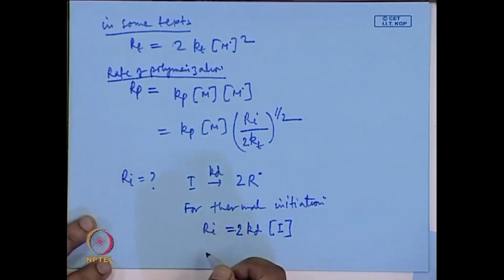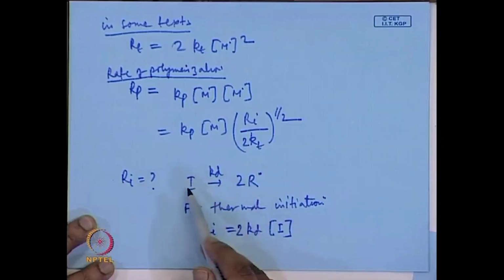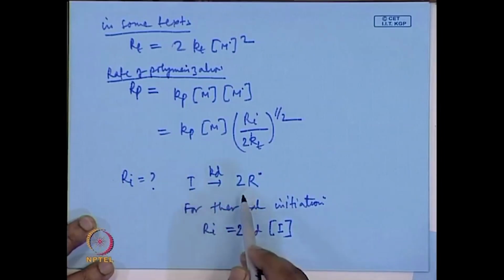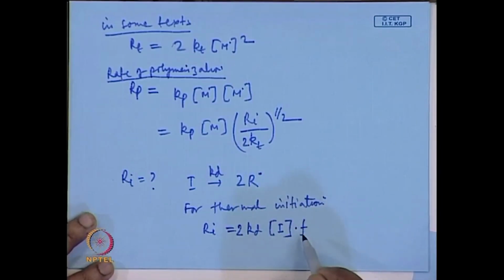and also with our knowledge that all the radicals which are generated by the homolytic cleavage of the initiator molecule, they do not all initiate the chain polymerization. Of the fraction of the radicals generated here, some of them actually initiate the radical polymerization, and so we multiply in the term F, which is the efficiency.